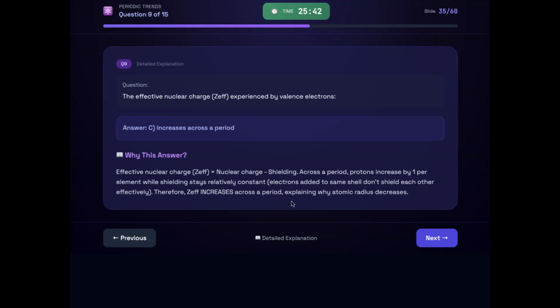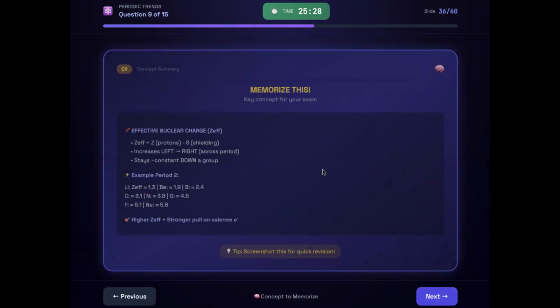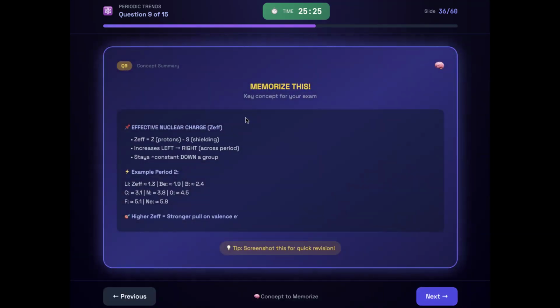Therefore, ZEF, the effective nuclear charge, increases because you are increasing the nuclear charge, but the shielding is almost the same. That's why the atomic radius decreases: the attraction is more, causing the outer electrons to be attracted more, so the size becomes smaller. So memorize this. ZEF is equal to Z, the protons, minus shielding. It increases left to right across the period and stays constant down a group. Example, period 2: lithium ZEF is 1.3, beryllium 2.4, carbon 3.1, oxygen 4.5, neon 5.8. The higher ZEF means a stronger pull on the valence electrons.